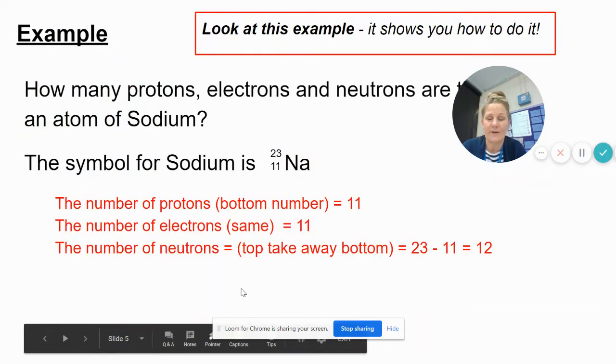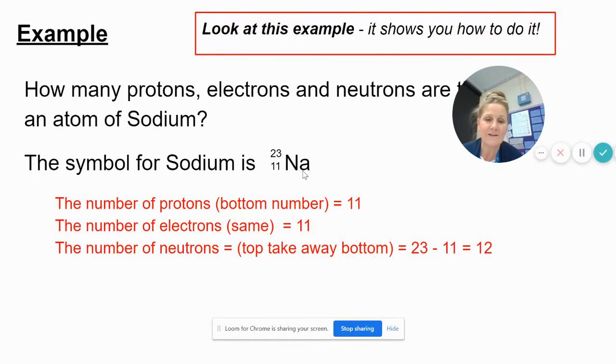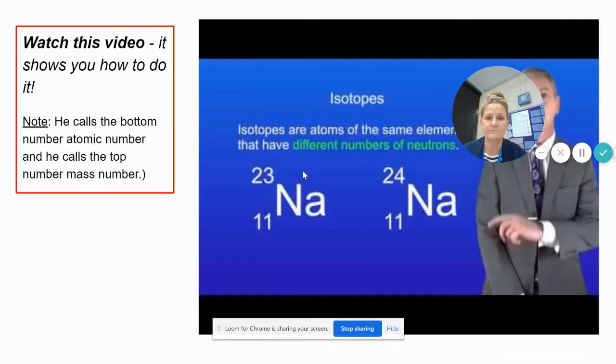This is an example of how to do it. Look, sodium, 23 for the top number, 11 for the bottom number. And the red writing is how to do it. So if you want to know the number of protons, you go to the bottom number. The number of electrons is exactly the same, but to work out the number of neutrons, you need to take away top, take away bottom.